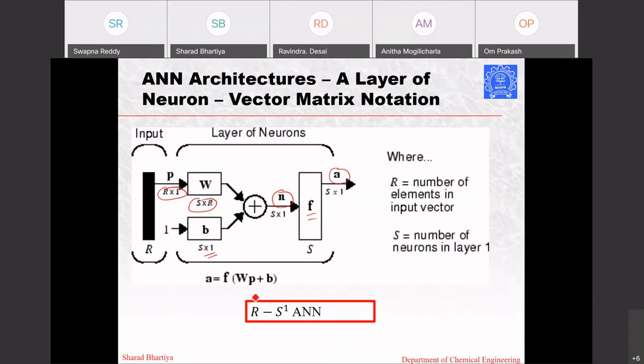So, if your inputs are R, let's say 4, and your number of neurons are 10, then you will call this a 4-10 ANN. By saying that, I can easily understand what this neural network architecture is. I know that the first one is the input layer, and there is one single layer of neurons with 10 neurons.